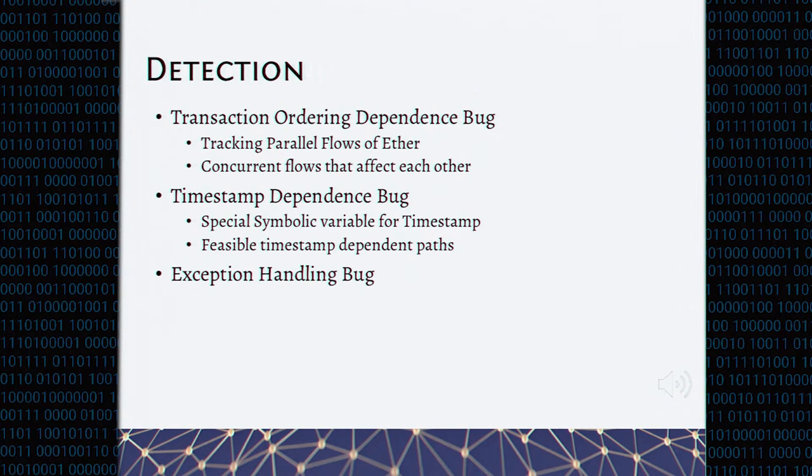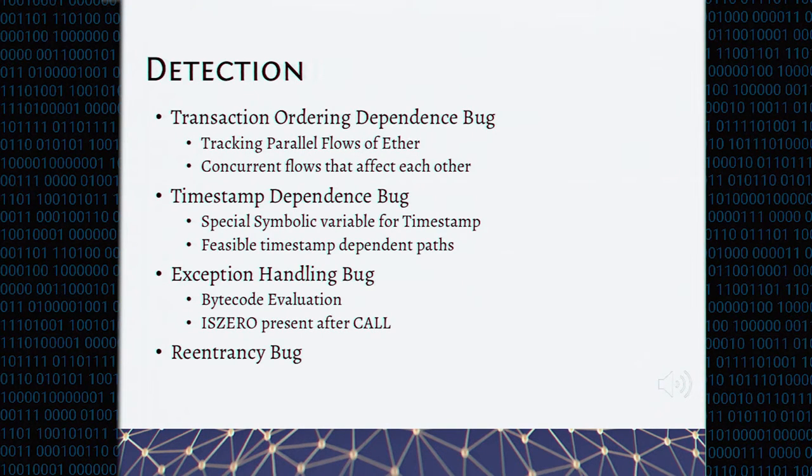Detecting a mishandled exception is simply bytecode analysis. There's a call instruction for every external contract call that's going out, and this instruction will place a return value on top of the stack. If there is no instruction that checks for the return value, then we call it a possible mishandled exception.